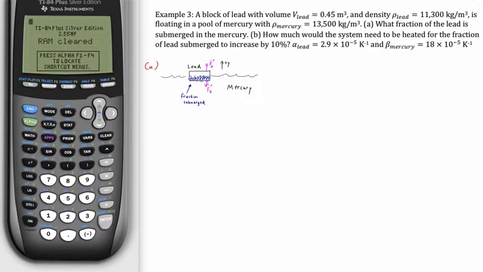In part A, we are asked what fraction of the lead is submerged in the mercury. So this is before any thermal expansion has occurred, so this is a simple buoyancy problem. We need only consider the situation drawn here, the free body diagram that shows the lead floating in the mercury. It is partially submerged, so it has a fraction of its volume that is submerged. And we can find that by considering the gravitational force and the buoyant force.